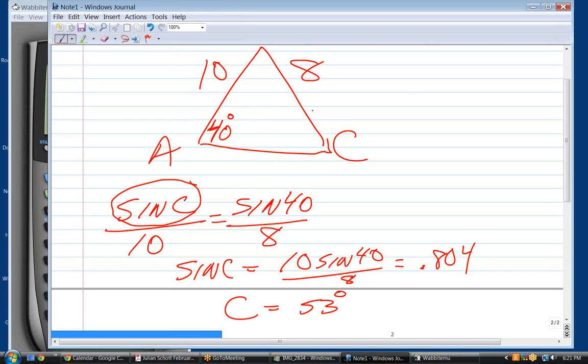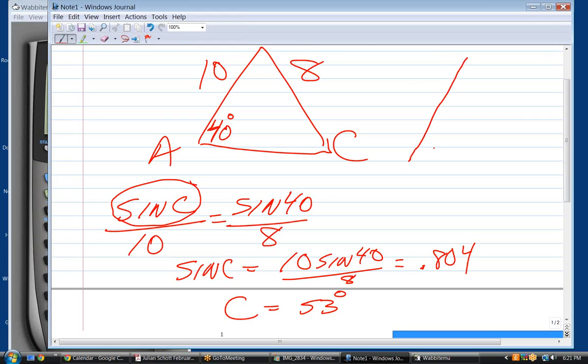Not exactly. When I drew this triangle, there's actually two triangles drawn that fit this condition. There's a 40 degree angle there. That side is 10. This side is 8. That's why it's called an ambiguous triangle.